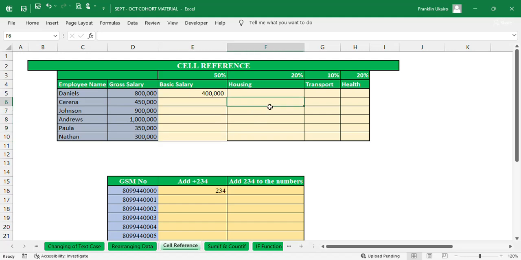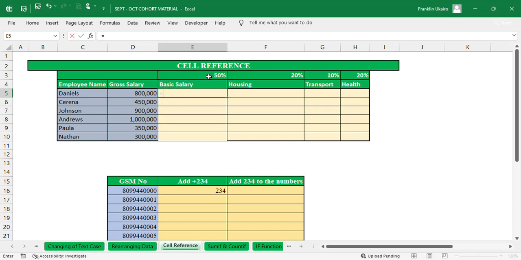Let's see how that works. So let's remove this one and go back. Equal sign, you pick 50%. Now, to make a cell constant, you lock the cell. And to lock the cell, you need to press your F4 key. When you press your F4 button, you notice that the address of this cell will change to $E$3.